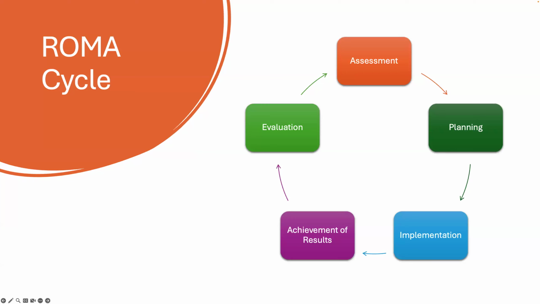This is a foundational part of the ROMA cycle. We're squarely in the assessment phase at the top of the screen there. As we move into planning, the information that we glean from our assessments is going to start informing the planning process. So we're probably somewhere on that orange arrow, before we get into the rest of the ROMA cycle, including implementation, achievement of results, and evaluation.